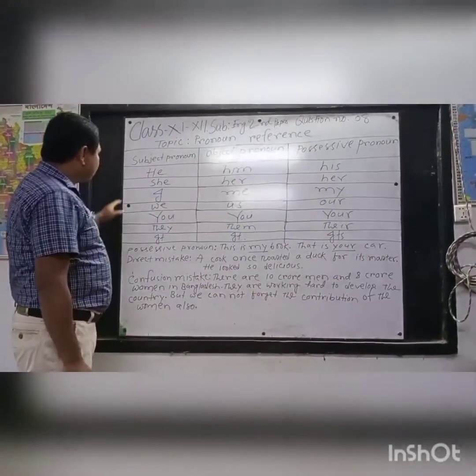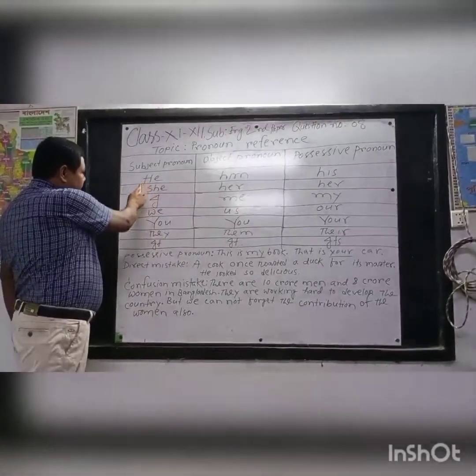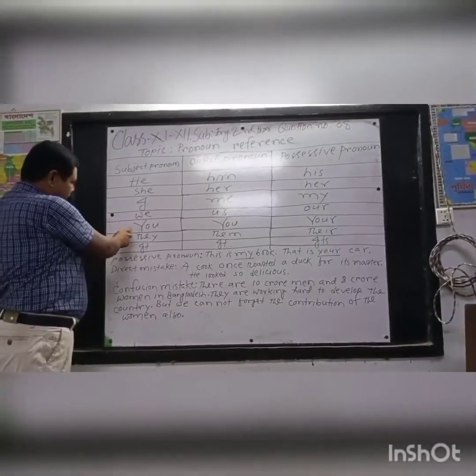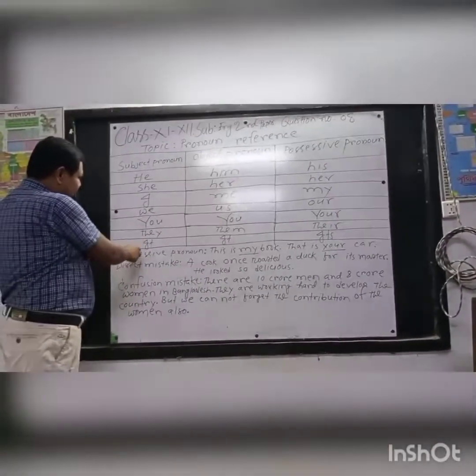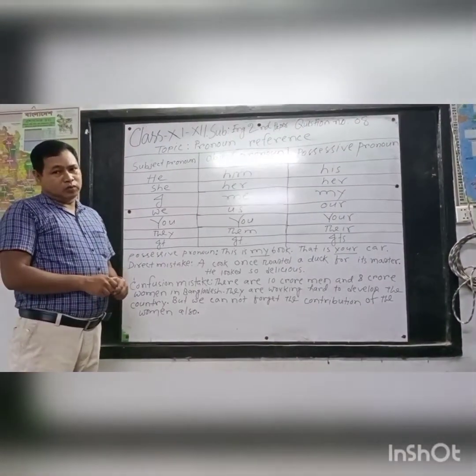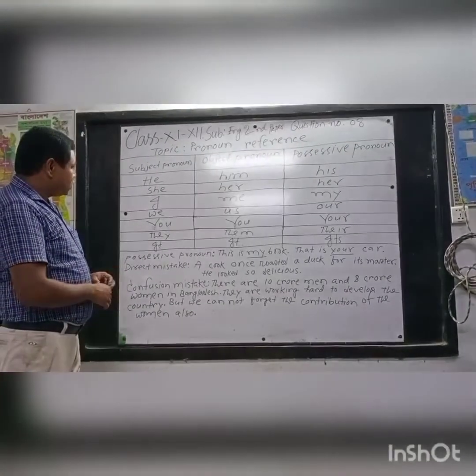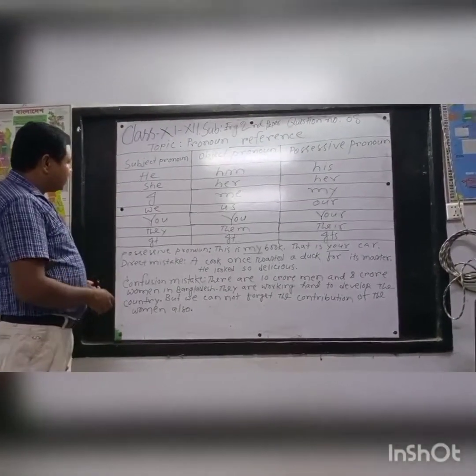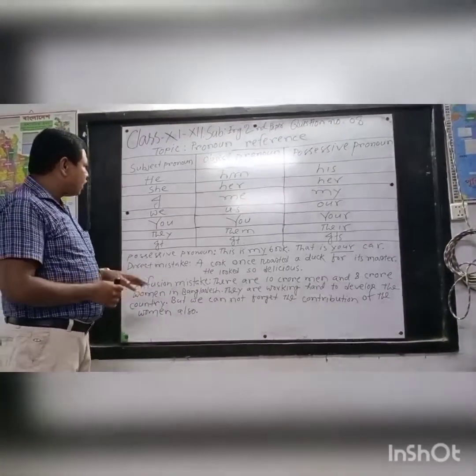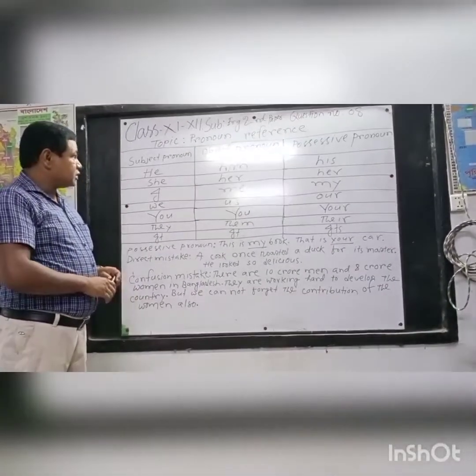Now come to the point, subject pronoun. He, she, I, we, you, they, it. These pronouns are called subject pronoun. Why these pronouns are called subject pronoun? Because these pronouns can be used as subjects in the sentence. That's why these pronouns are called subject pronouns.